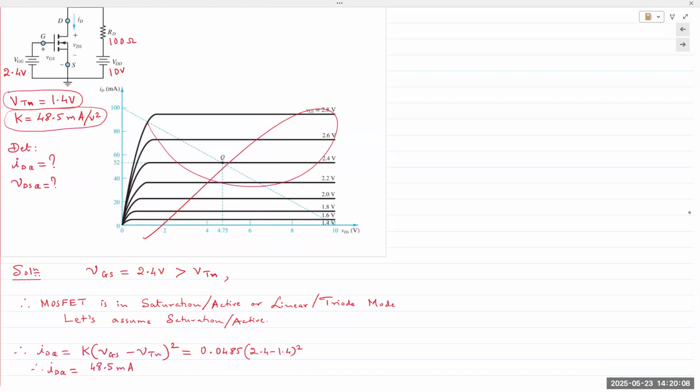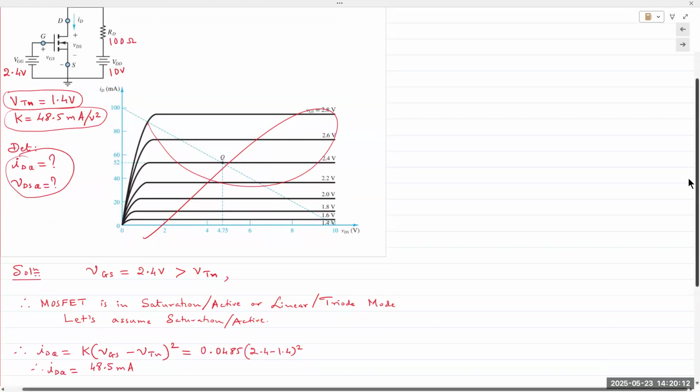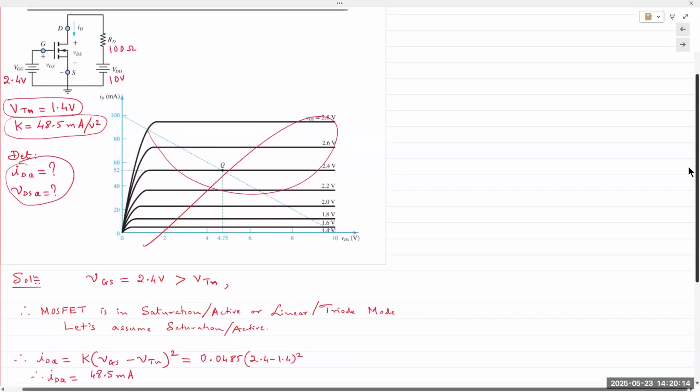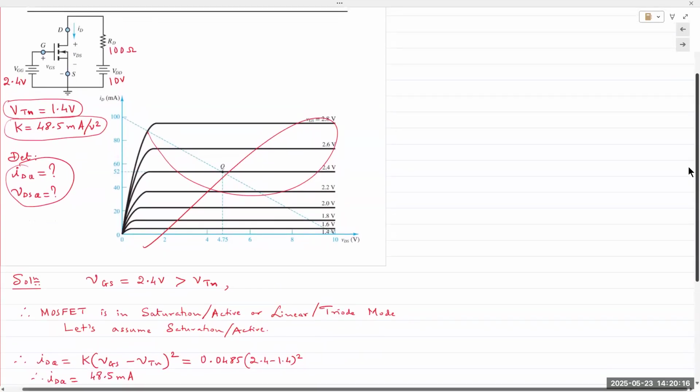Requirements remain the same. We are trying to determine the Q point values for ID and VDS. First things first, this time we are given the threshold voltage. So we need to look at the value of VGS being applied at the gate and the threshold voltage. Larger or lower? VGS is larger. If it's larger, that means the device is not cut off.